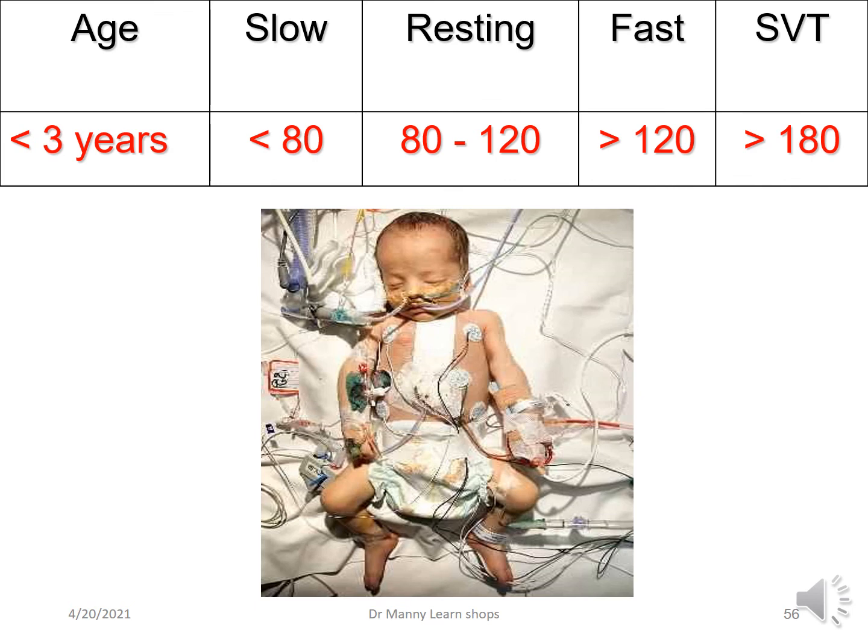When we look at the infant or child less than 3 years of age but not newborn, resting heart rate will typically be between 80 and 120 beats per minute. Anything less than 80, a bradycardia. Anything faster than 120, a tachycardia. Anything faster than 180, possibly a supraventricular tachycardia.